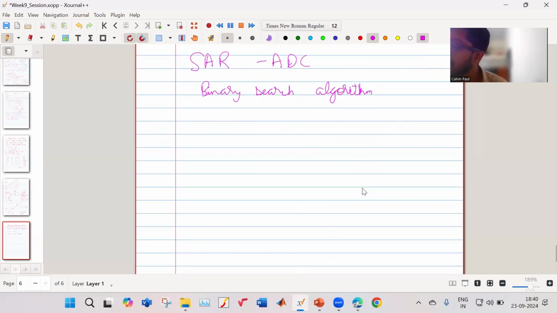So in the previous case, suppose your Vx was, let us say, some 20. So what are you doing? You're starting from 0 and you're checking. This is your VR, okay? You're checking if your Vx is less than VR. If not, you're making it more. So you're making it 1, then 2, then 3, then 4, then 5, then 6, and it goes on.